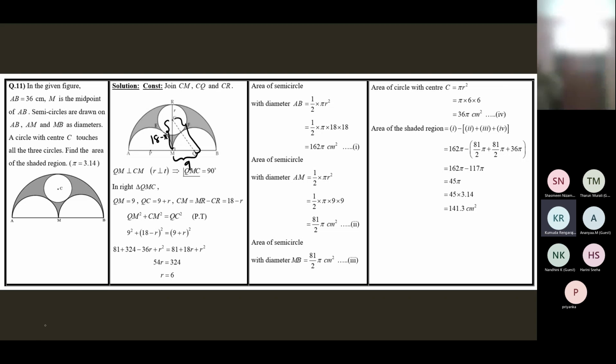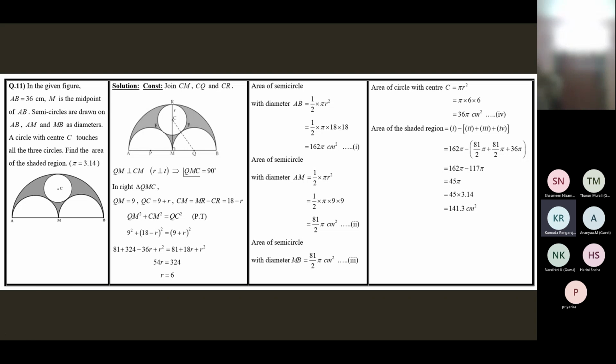What about CQ? Okay, let's break it down. CQ is nothing but CF plus FQ. How much is FQ? 9, because it's a radius, right? From here to here is a radius. CF is the radius, center to any point of the circumference. If you have a doubt, you just complete the circle. The diameter is 18, so the radius is 9.